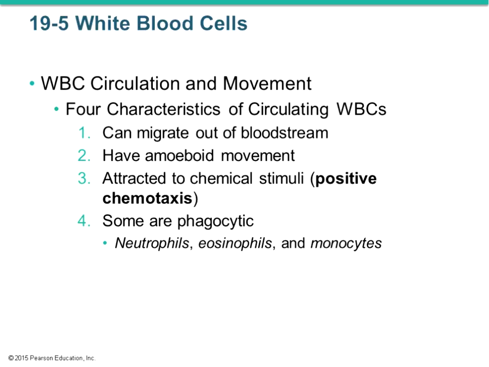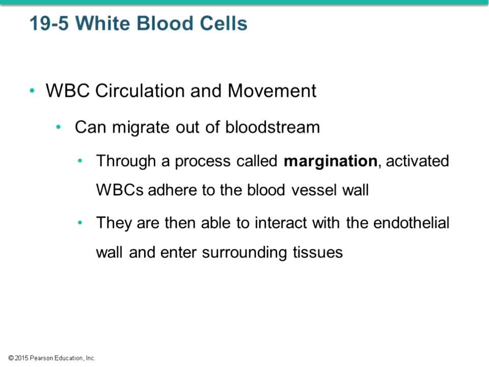Some characteristics of these circulating white blood cells: they can migrate out of the bloodstream, as I just mentioned. They are able to move. They go through what's called positive chemotaxis, where they're attracted to certain chemical stimuli, which is how they often find the target they want to eradicate. And some have phagocytic capabilities, meaning they can consume damaged cells or abnormal cells. Those will be done by neutrophils, eosinophils, and monocytes, which we'll talk about in a minute.